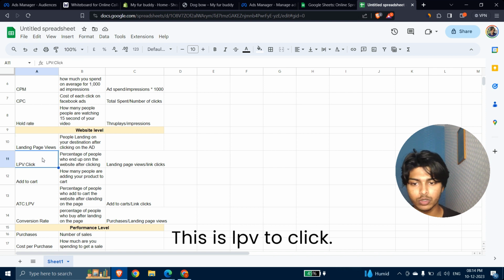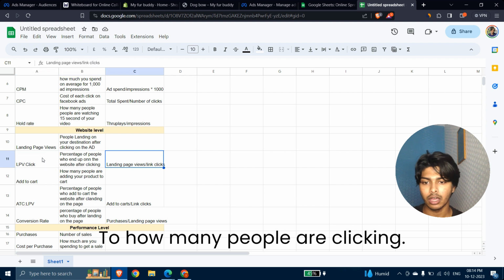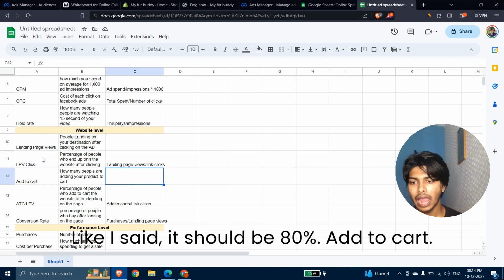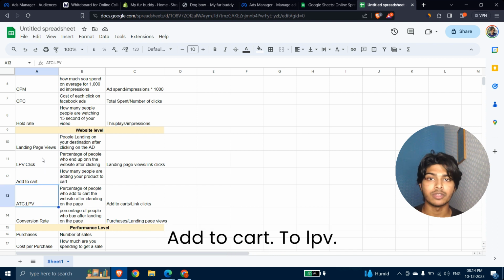This is LTV to click, which is the percentage of how many people are coming to the website to how many people are clicking. Like I said, it should be 80%. Add to cart, I don't have to tell you what it is, how many people are adding the product to cart. Add to cart to LTV.